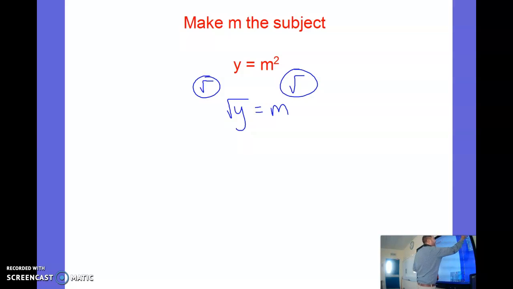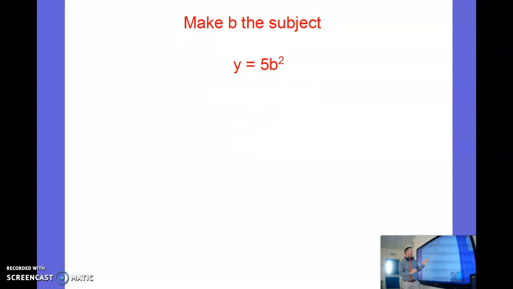Let's have a look at one with a couple of steps in it now. y equals 5b squared. Well, here, the b was squared. We're going to make b the subject. The b was squared and then multiplied by 5. So my first step here has to be to divide by 5 first. If you think of BODMAS, we always do any powers first and then any multiplication after that. So in effect, b was squared and then multiplied by 5.